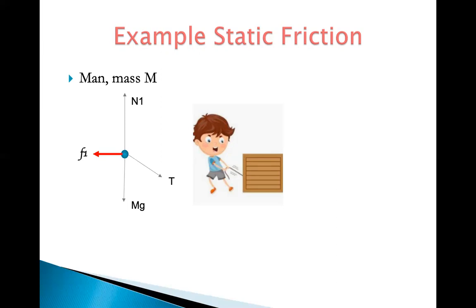If he stands on ice that provides no friction, then when he pulls the box, he tends to move towards the box because the ice does not provide static friction, as shown here in this picture. So this is static friction.